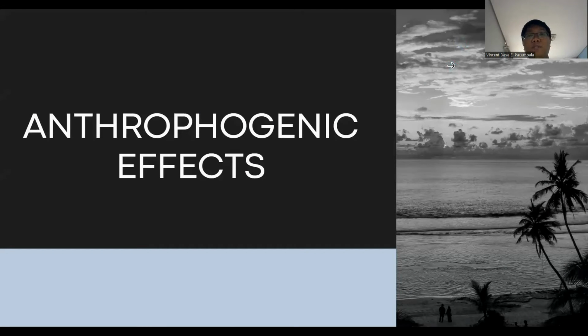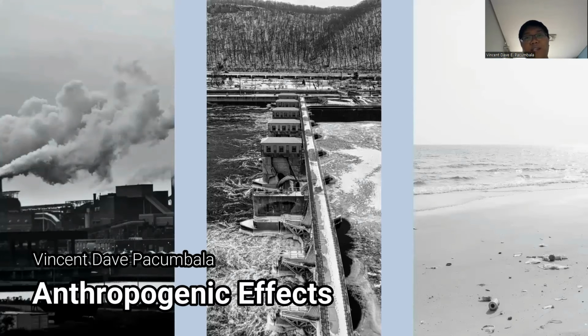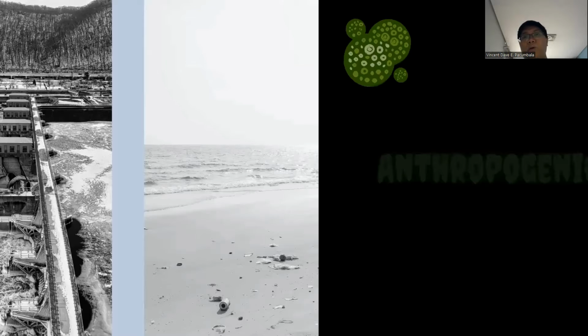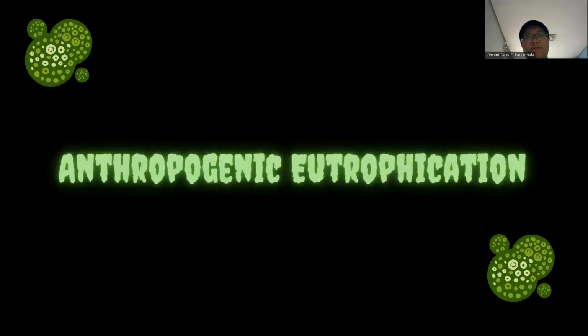The term anthropogenic, as defined by the dictionary, is something relating to or resulting from the influence of human beings on nature. Therefore, anthropogenic effects refers to the changes brought about by human activities. These changes, more often than not, are negative in nature. One such change is called anthropogenic eutrophication. Anthropogenic because this eutrophication is encouraged by human activities.